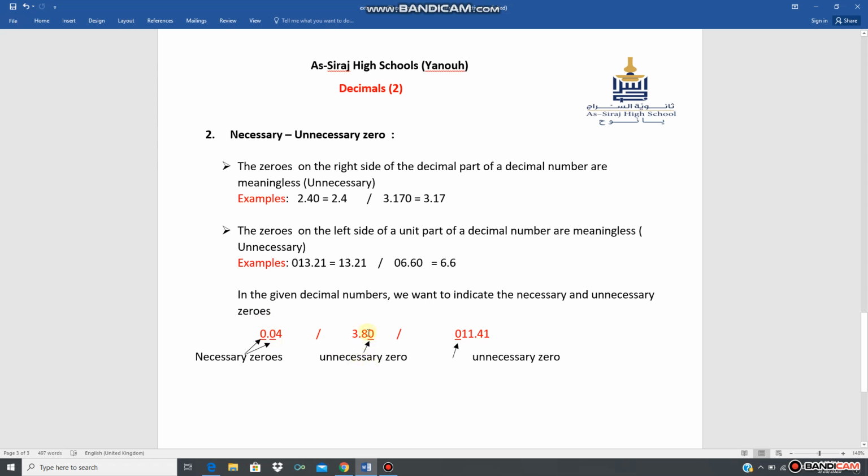This number, the 0 is located in the right side of the decimal part of a decimal number, which means this 0 is unnecessary. And this number, okay, the 0 in this number is located on the left side of a unit part or on the left side of a whole part of a decimal number, which means this 0 is unnecessary. So we can put 011.41. It's the same as 11.41.